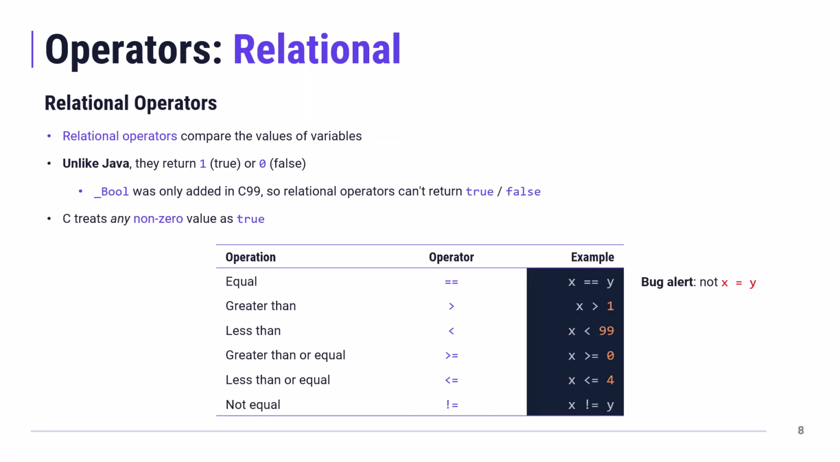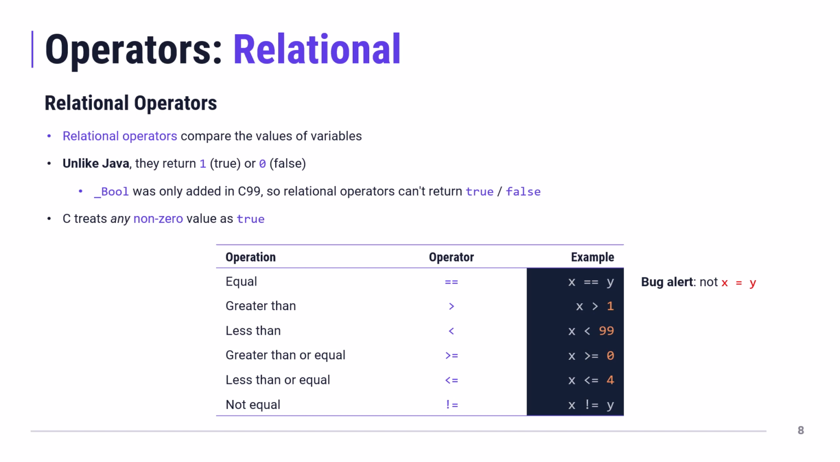Okay, we've got the standard relational operators: equal, not equal, greater, less than. The difference here is that unlike in Java, where these operators return true or false, you have to remember that in C, the bool type was only added in C99, whereas C has existed since the 70s. And so they already had all of these relational operators, so they can't change the language and make them return true and false because that would break all of the existing code. So instead, when they started out, they had them return 1 to mean true and 0 to mean false. Okay, so just to be aware of that.